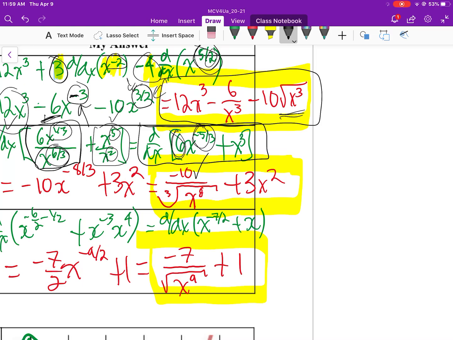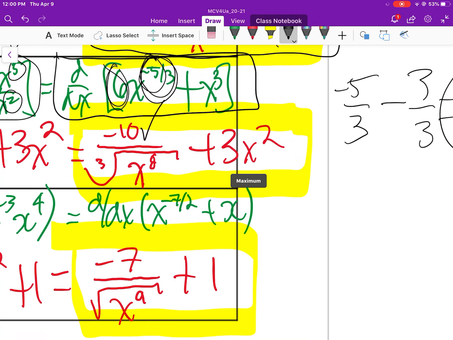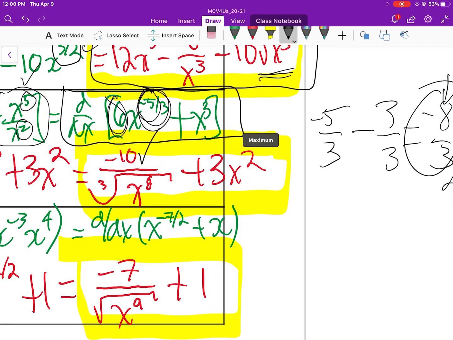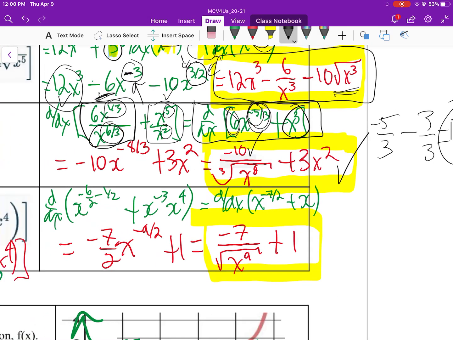Got that. And then what I have to do is negative 5 over 3 minus 3 over 3. Okay, so I subtract 1. 3 over 3 is 1. So that's negative 8/3. Okay, we know that since the exponent is negative, that means it's in the denominator. It involves division. We also know that the 8 represents the exponent and 3 represents the root. So negative 10 over the cube root of x to the 8th. And then this part is very easy. That's x cubed, and the derivative of x cubed is 3x squared. That's your overall derivative.